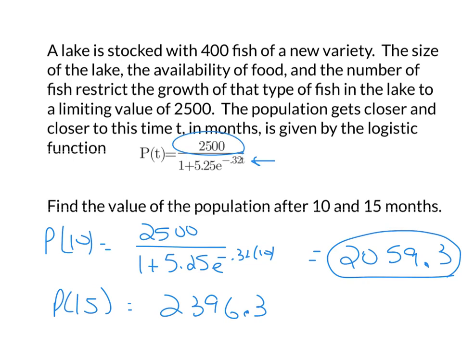And I'm looking at my table even more. In 20 months, it's 2,478. So what's happening? The growth really slows down. The closer it gets to 2,500, the more the growth slows down, because the lake just can't handle that many more fish. And the food supply cannot either.